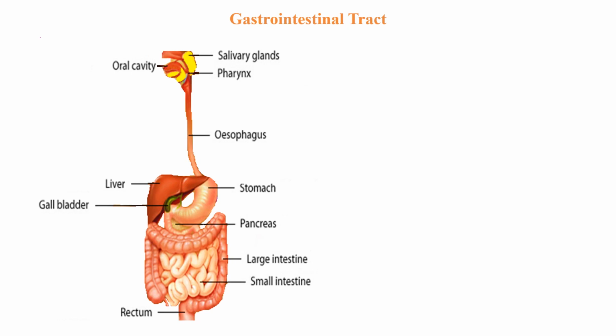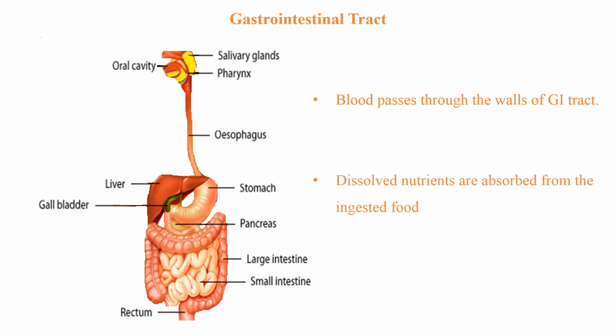Gastrointestinal tract. Food is digested and converted into soluble form by the gastrointestinal tract. When blood passes through the walls of the gastrointestinal tract, dissolved nutrients like glucose, fatty acids, and amino acids are absorbed from the ingested food into the extracellular fluid of the blood.